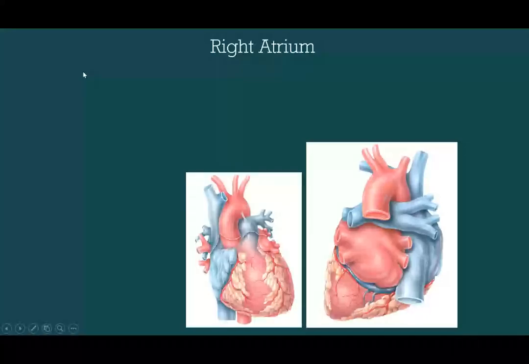So, as we walk through the heart and go over those chambers that we discussed a little bit more in depth, we're going to start on the right side and then work our way to the left. Okay, so we're starting with the right atrium. And in these images, we have, of course, anterior view and posterior view.